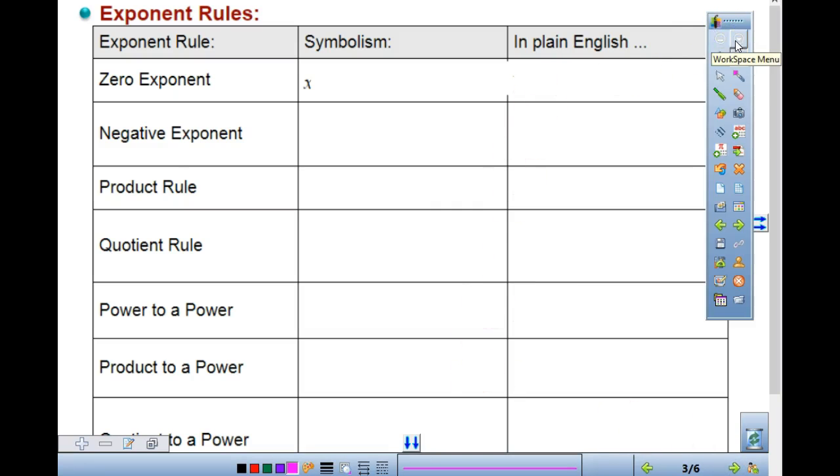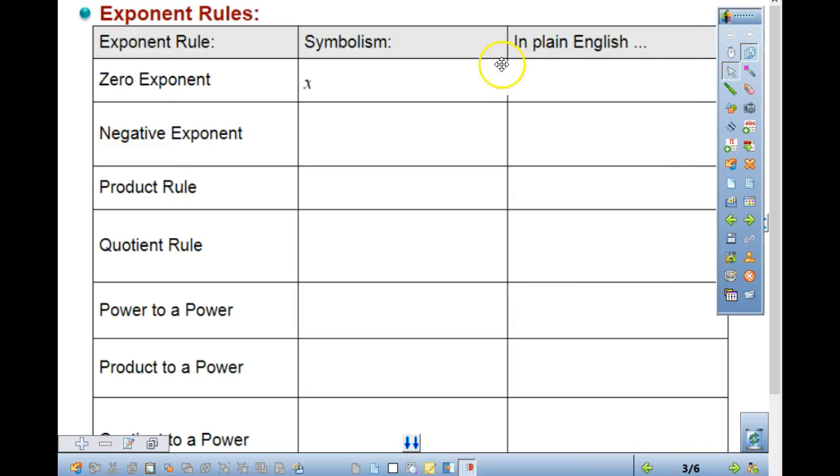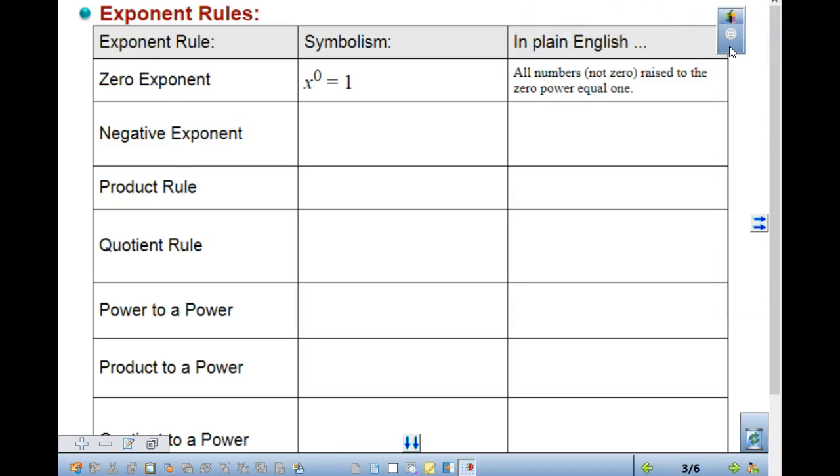And instead of me writing them, because my handwriting is okay but not great, when you have to write all of these. So the zero exponent. X to the 0 equals 1. In plain English, what are we looking at? All numbers raised to the 0 power equal 1. Not 0, equal 1. So if you're filling that table in, okay?